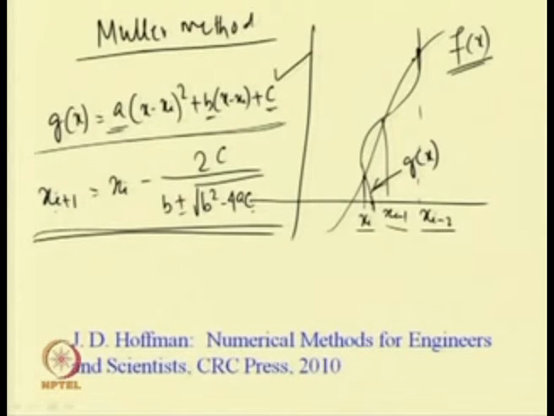So, x i plus 1 can be obtained from this equation, that is x i plus 1 equal to x i minus 2c by b plus minus root over b square minus 4ac. A detailed treatment of these methods one can find in the book by J. D. Hoffman, Numerical Methods for Engineers and Scientists, CRC Press.